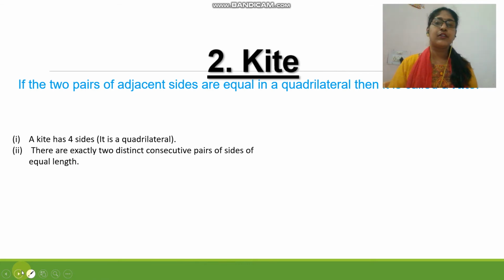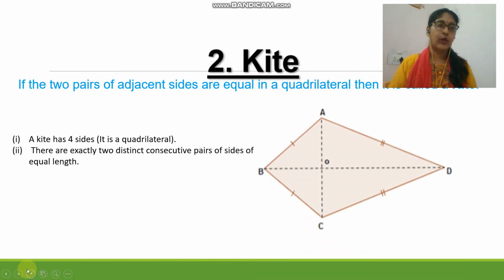If two pairs of adjacent sides are equal in a quadrilateral, then it is said to be a kite. For this example, ABCD is a kite. AB and BC are consecutive or adjacent sides, and if they are equal to each other, then it is a kite. Similarly, AD and CD are consecutive sides. So to be a kite, a quadrilateral must have adjacent sides equal to each other.